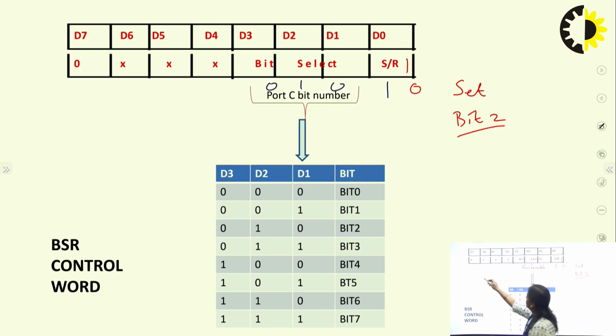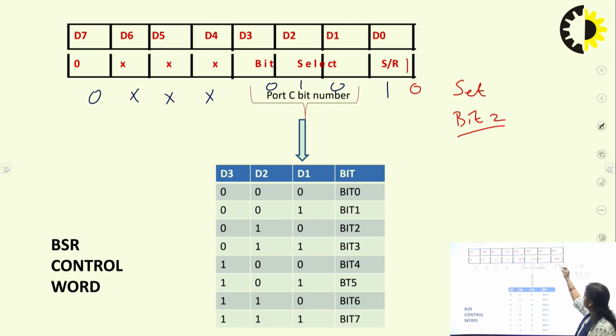D7 will be 0 because we are working in BSR mode. These are unused, so 0 or 1, anything can be provided here. We want to set bit 2, so we will give 0, 1, 0 here, and since we want to set, we will give 1 here. Suppose if we want to reset it, we will give 0. Accordingly, our control word will be given to the 8255.